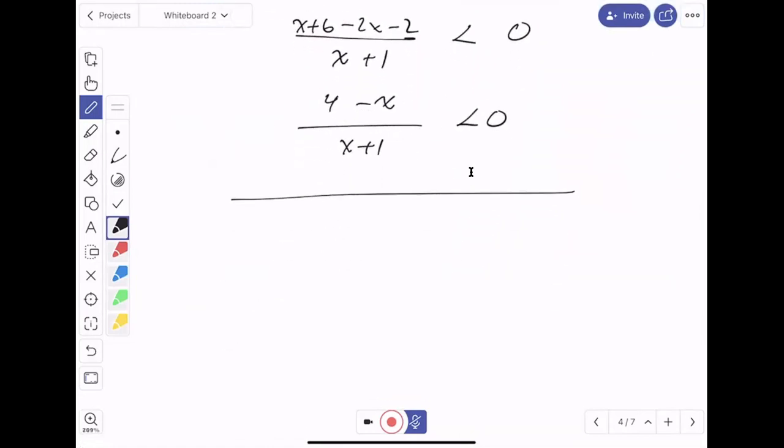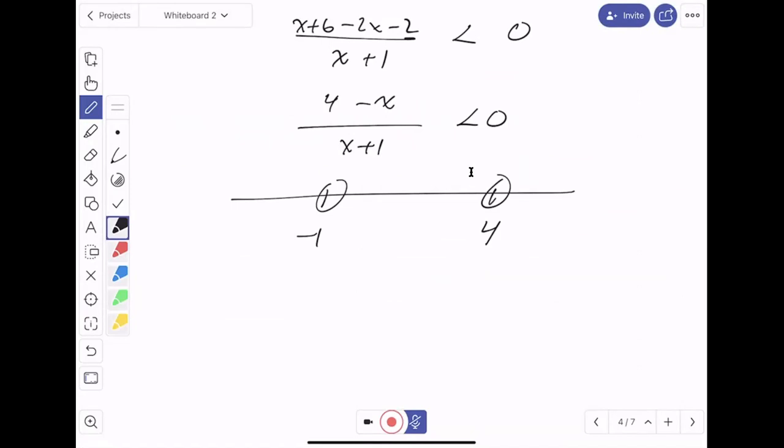Number line goes down. On the number line, put my zeros down. The bottom becomes 0 at minus 1. Top becomes 0 at 4. Test it out. Between minus 1 and 4, 0 is a good number. Plug it in. You'd have 4 divided by 1, which is positive. Positive numbers are not less than 0, so that's not going to shade in.